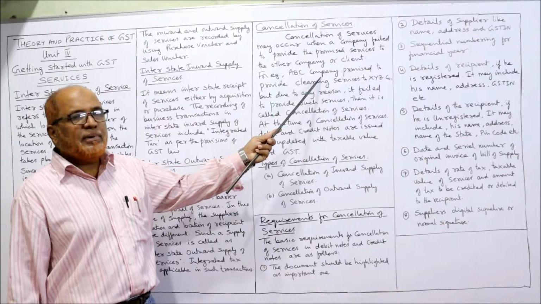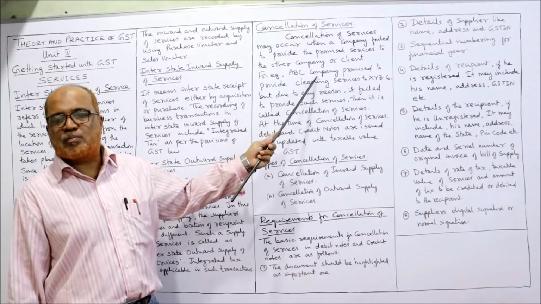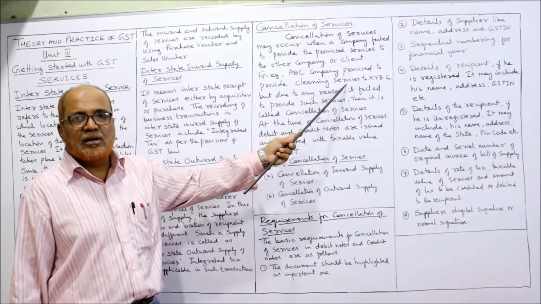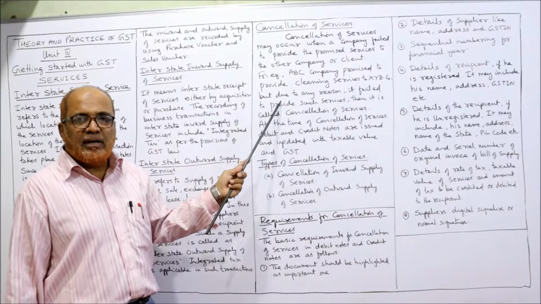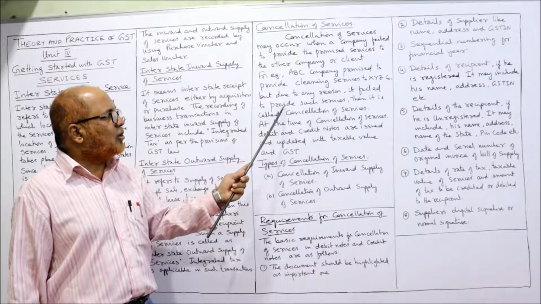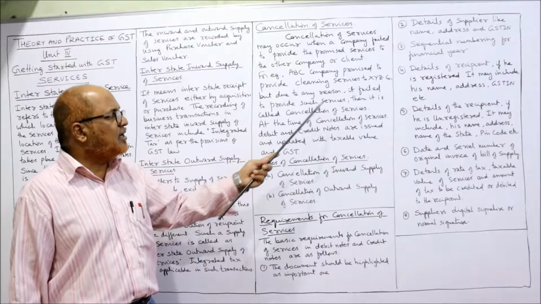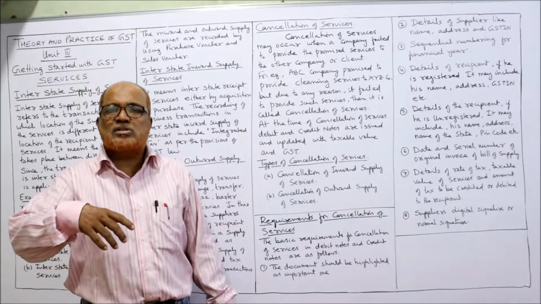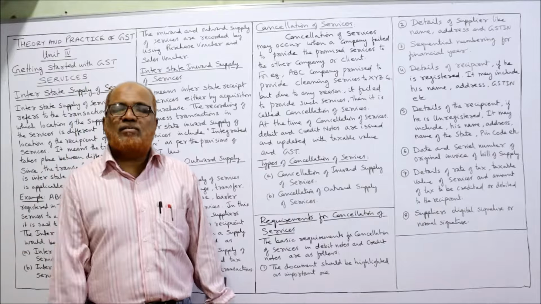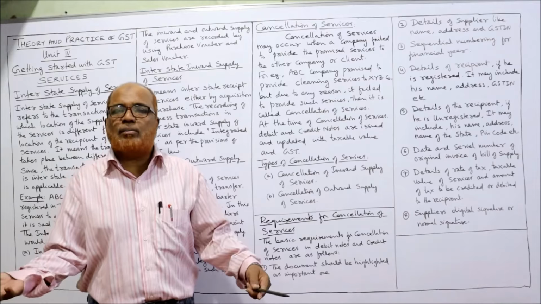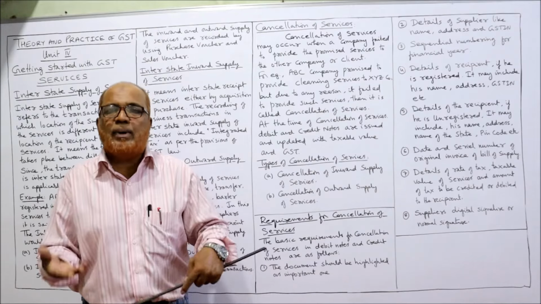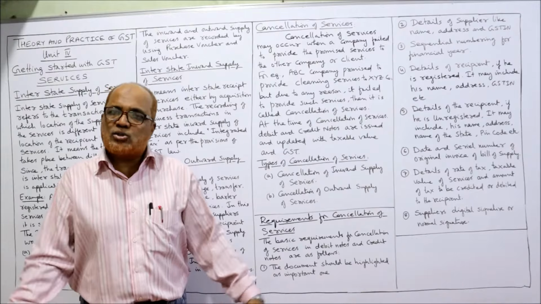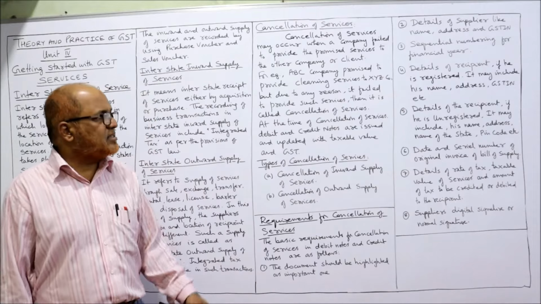With the help of an example, I am going to explain. ABC company promised to provide cleaning services to XYZ company. But due to some reason, it failed to provide such service. Then it is called cancellation of services. Later on, due to some reasons, ABC company is unable to provide the service to XYZ company. It's called cancellation of services.